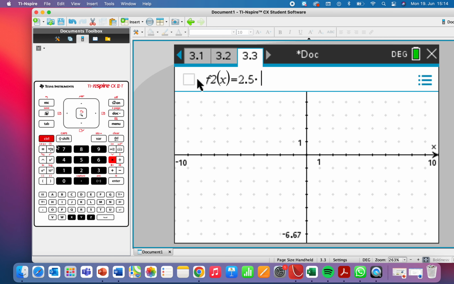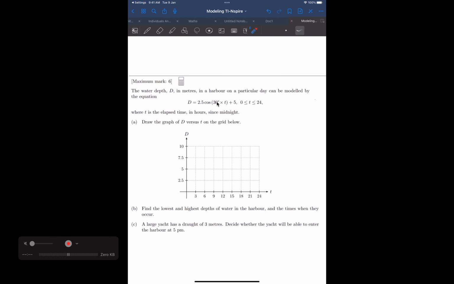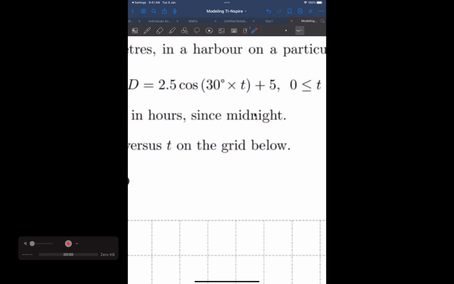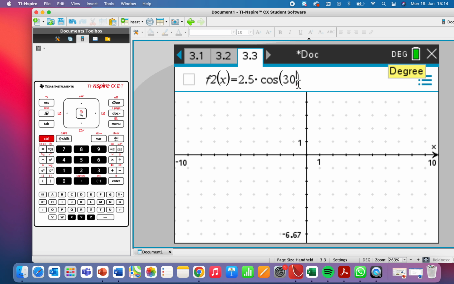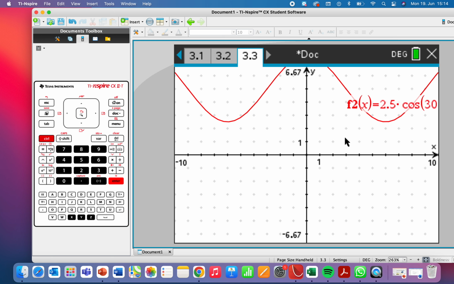It is 2.5 times by cosine. So we go to the trig button here. We want cosine, and in bracket it is 30. Now the question has a little degrees there. Can you see? 30 degrees. But we don't put units within an equation. This is to tell you that the angles are measured in degrees, which is helpful. And look, we've got degrees on our calculator. So that's 30 times by t. But look, t, I made the mistake that we make, should be times by x. And then it is plus 5. And we press enter.